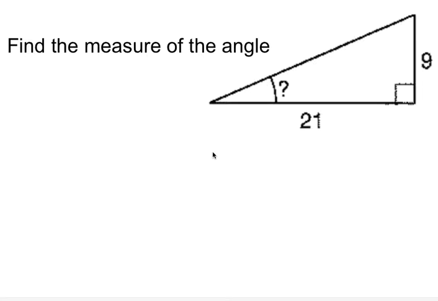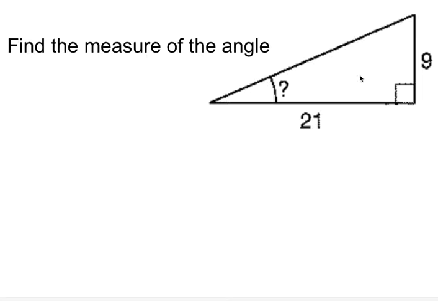Station 5 asks us to find the measure of this angle right here. And notice that this is a right triangle, which basically just means that we can use one of 3 trig ratios to figure out exactly what this angle is. And that's a key part of this. So the only 2 things that we know are 2 side lengths that correspond with this angle.